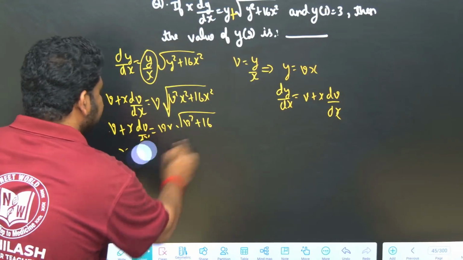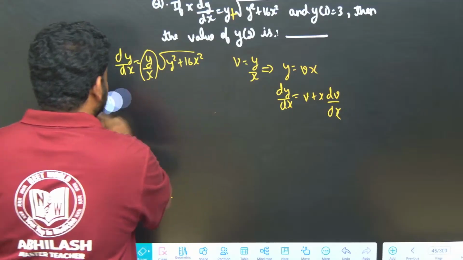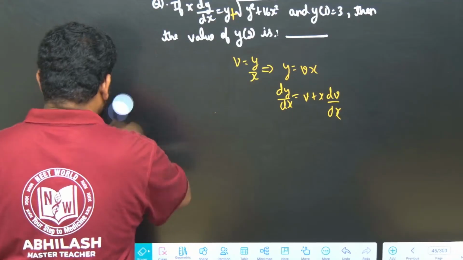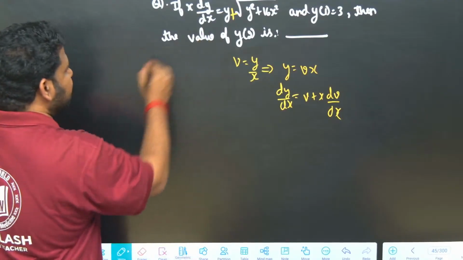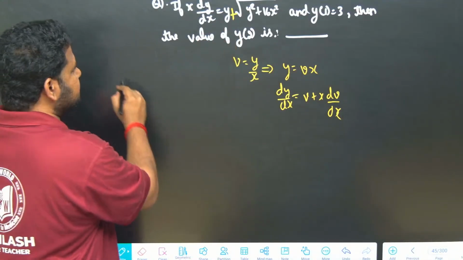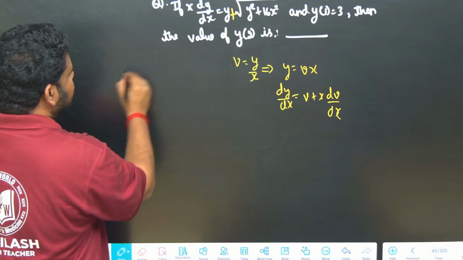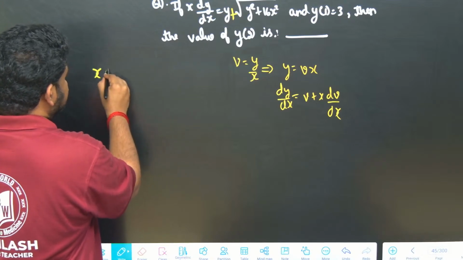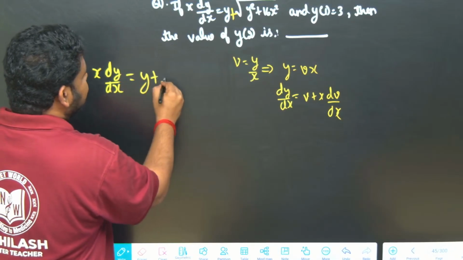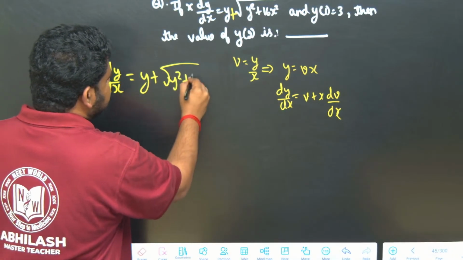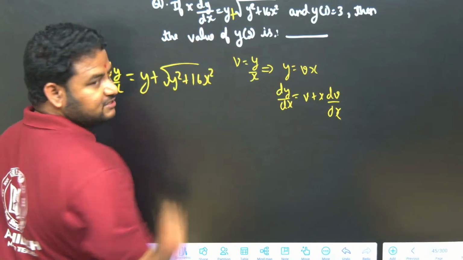In between there should be a plus. So the question is, friends, x into dy by dx is equal to y plus square root of y square plus 16x square. This is the question. There should be a plus here, make a change.